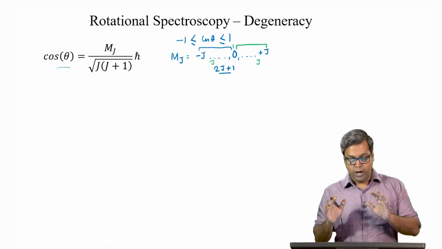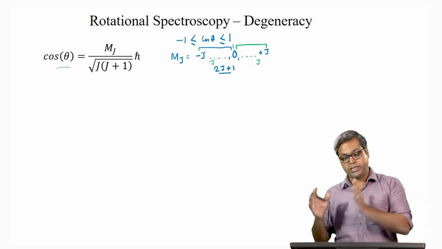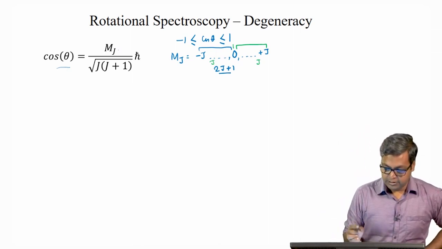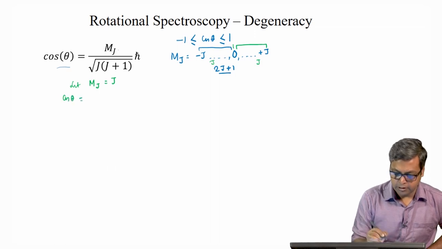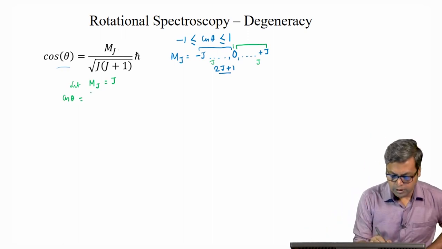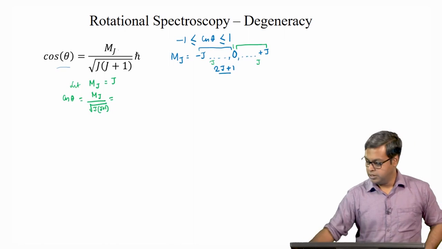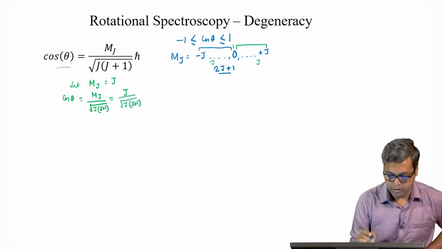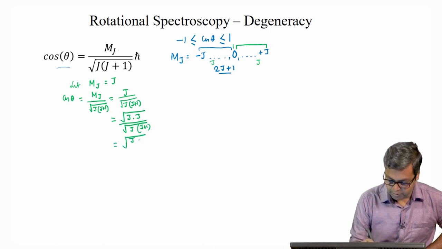So, now we have to know how we get the minimum value of m_j as minus j and the maximum value of m_j as j for a level associated with rotational quantum number j. So, let us assume m_j equals j. So, we can write cos theta equals m_j by root over j times (j plus 1), and because m_j equals j, this is j by root over j times (j plus 1). So, we can write j as root over j times j divided by root over j times (j plus 1). So, this becomes root over j by (j plus 1).